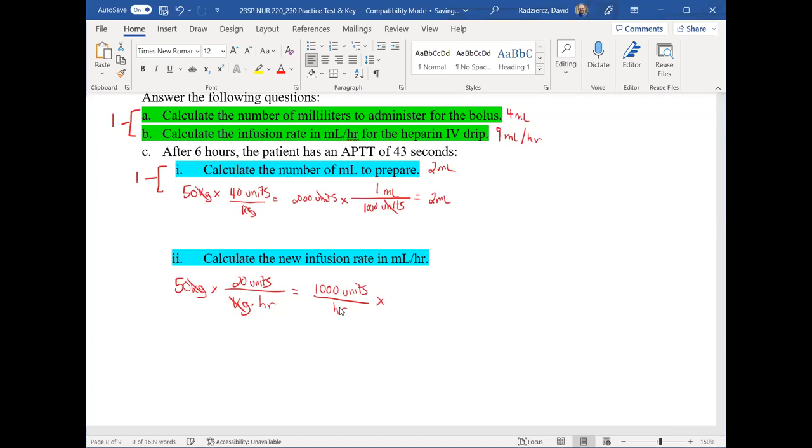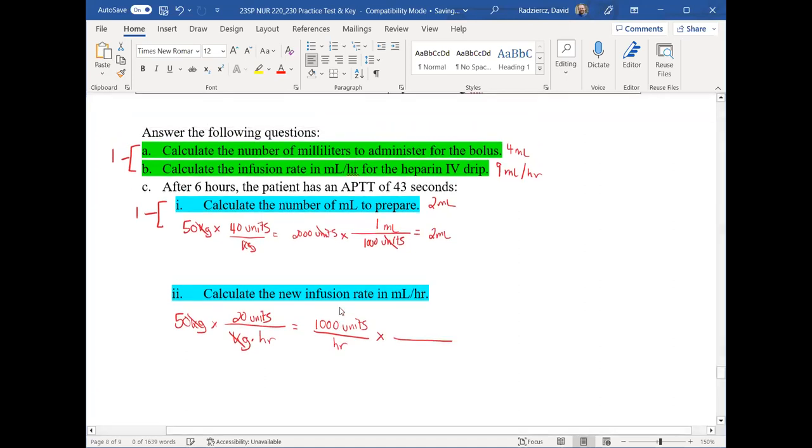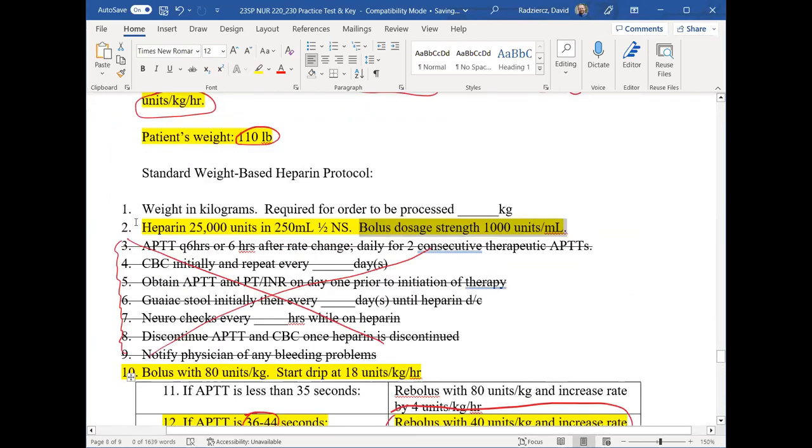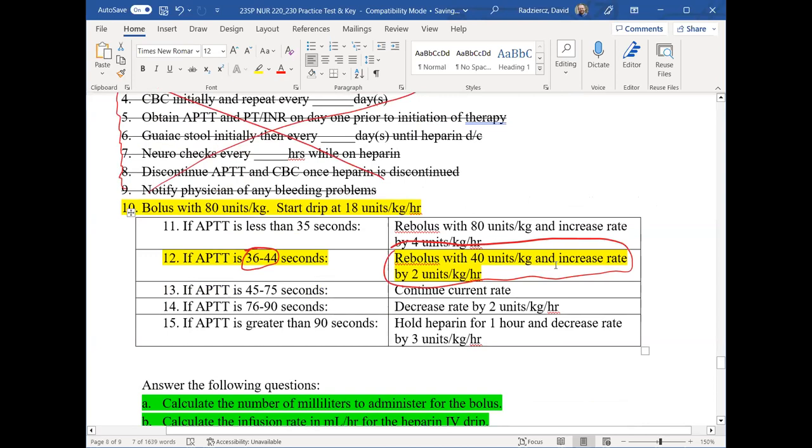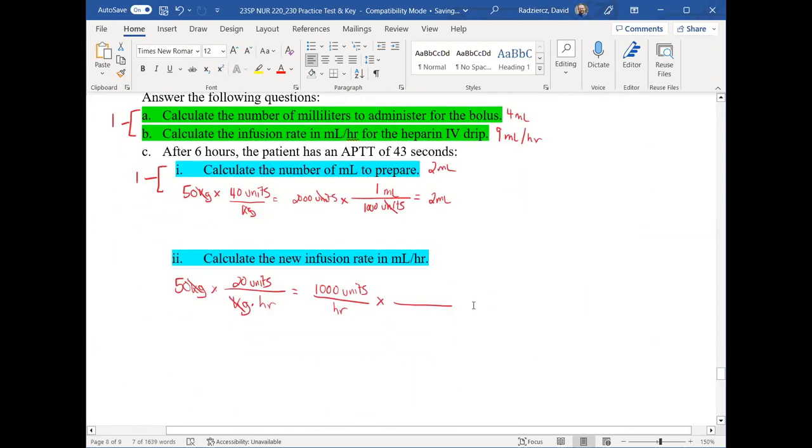And then I'm going to convert units per hour to milliliters per hour, again, using what we have available. What do we have available? Heparin, 25,000 units, 250 milliliters, half normal saline. So I don't want units, which is why I write it down here. I do want milliliters, 250, 25,000. And I'm going to get an answer of 10 milliliters per hour.